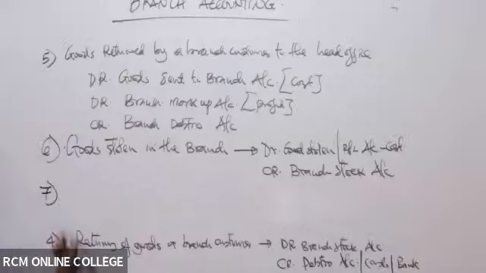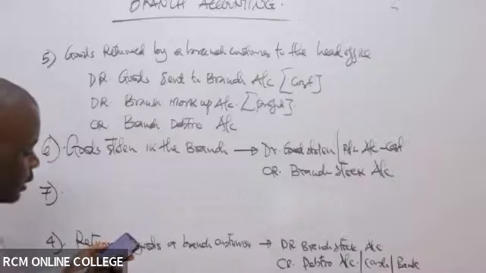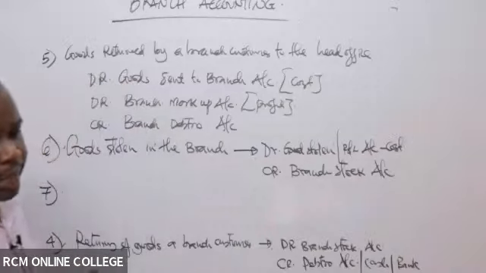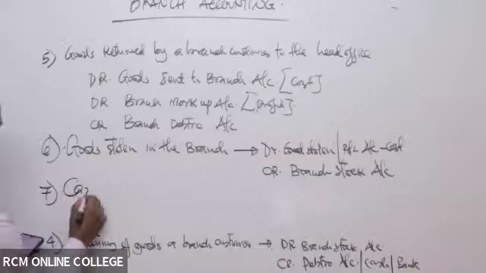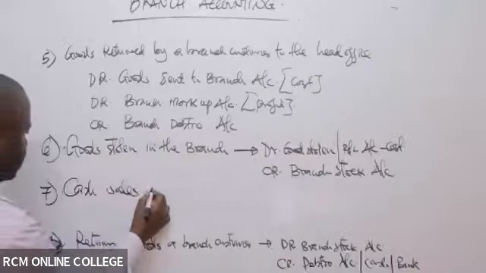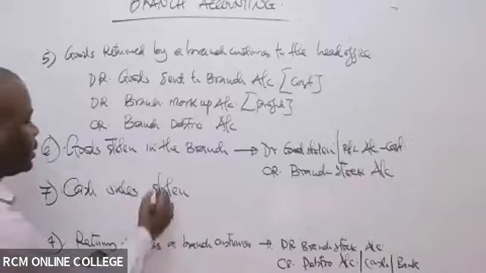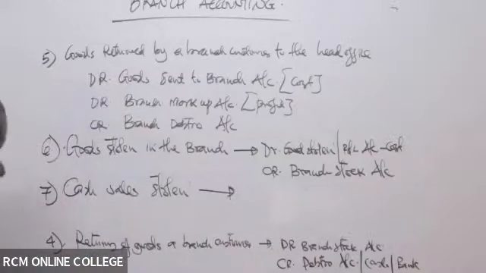Then there can be a situation whereby, for example, cash has been stolen. In the branches, maybe you have cashiers. You can have a company whereby you're operating branches. So if cash has been stolen, you can have cash sales stolen from the till. How do you deal with it? Automatically, it reduces your cash, because you had made a cash sale, but it has actually reduced.